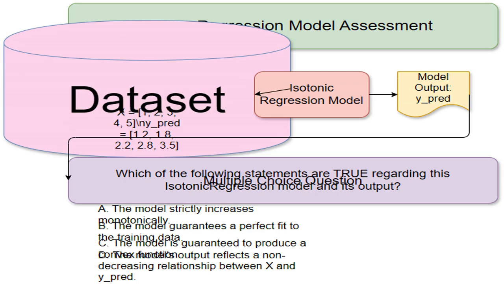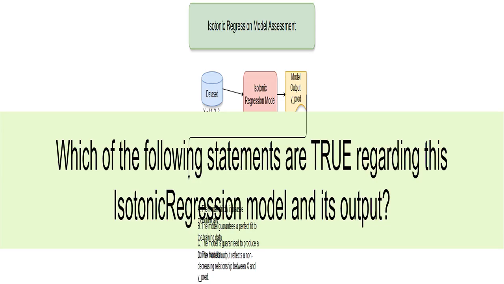This shows the input data x and the corresponding model predictions y_pred. I'll use this data to check if the statements about the model are true. Notice that the x values increase steadily, while the predicted values y_pred also generally increase, but not at a perfectly consistent rate. That's key to understanding this isotonic regression model. This is the core question. I need to evaluate each statement using the provided data and my understanding of isotonic regression. It's a multiple-choice question testing comprehension of isotonic regression properties.